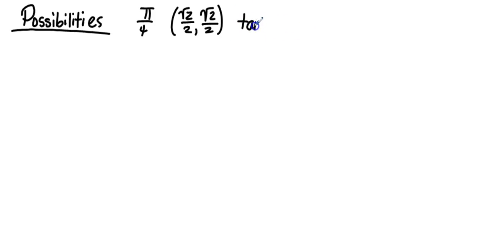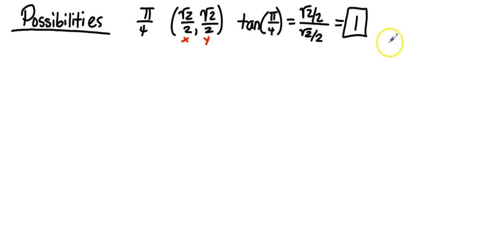The tangent of pi over 4 would be, here's x, here's y, or cosine and sine. Sine divided by cosine, which would be root 2 over 2 divided by root 2 over 2. This is all prior knowledge, just bringing it back, which would equal 1. So if I'm given the inverse tangent of 1, I need to be able to reason backwards and get to pi over 4. That's what we're going to practice in a minute.